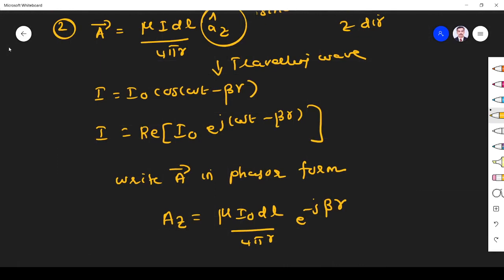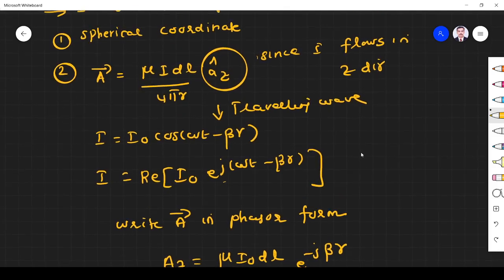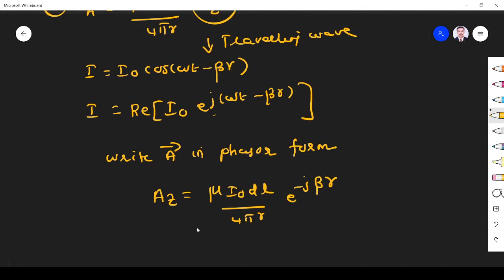Phasor form means we have to remove the e power j omega t and simply write e power minus j beta r. If you have any doubt, please refer to my video on how to write the phasor form. It's simple. Otherwise, you can directly write like this. So the phasor form of the equation is given by this one.